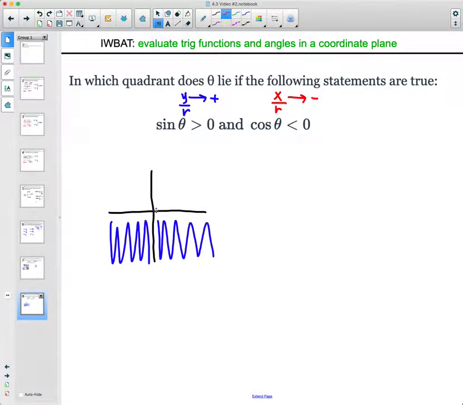X is positive in the first, so that wouldn't work. X is negative in the second, so cosine is negative in the second. So cosine of theta is less than 0 here, and sine of theta is greater than 0 here. Sine goes with the y, cosine goes with the x. So this is quadrant 2.